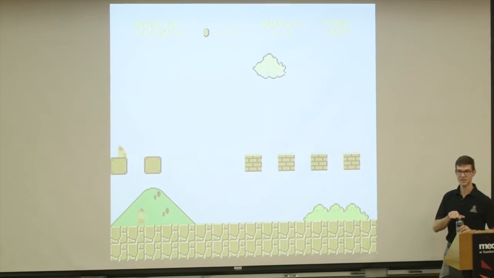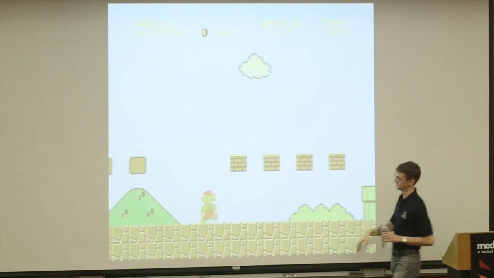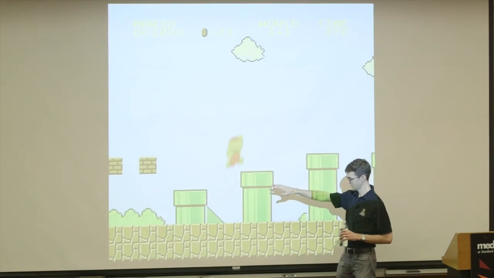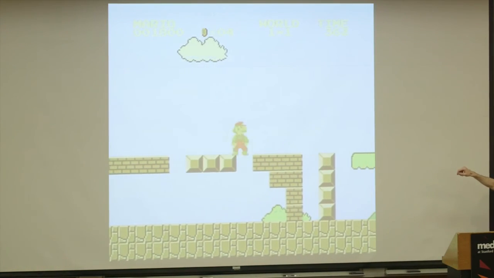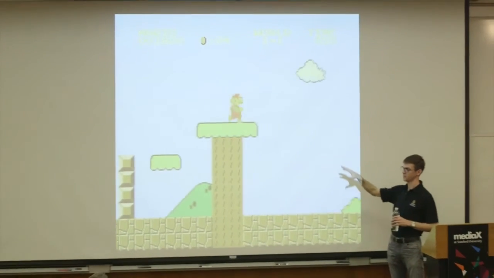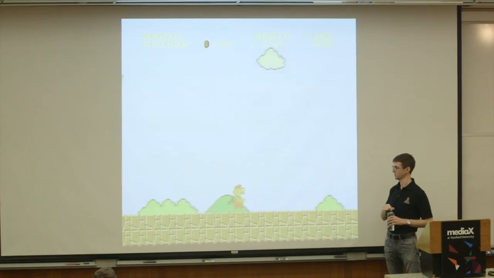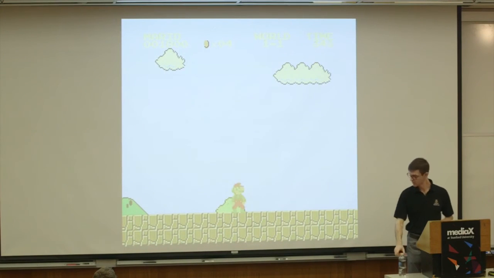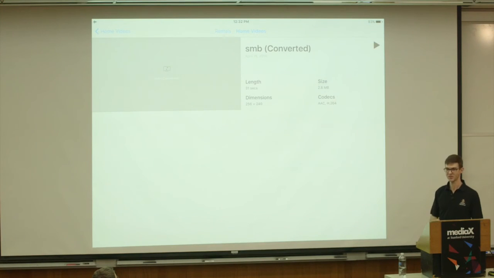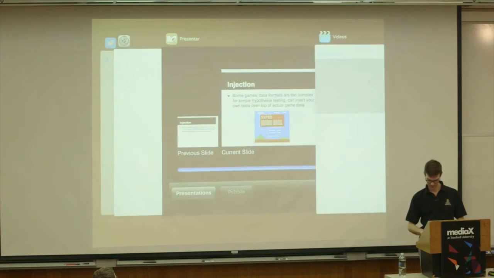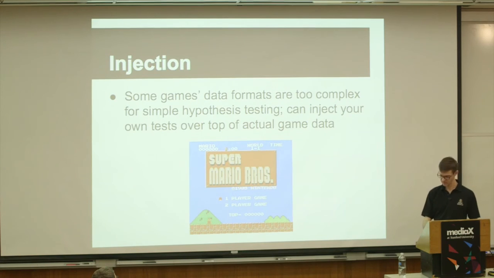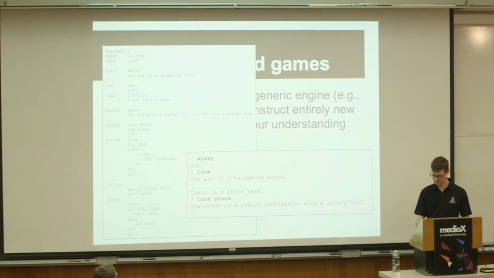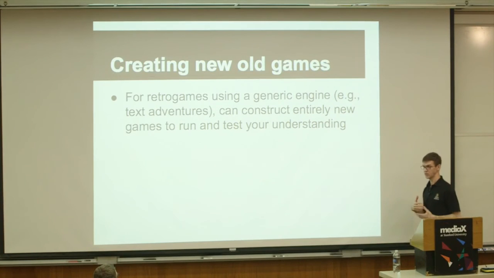I should point out that I'm not a level designer either. That's very disconcerting when you're standing by the screen and it's moving with you. What this was, was a test to help me figure out how all the elements in game levels were encoded. And I cleverly forgot to put the flag at the end, so this would actually go on forever. So you can inject into old games. Whoops. You can also create new old games.